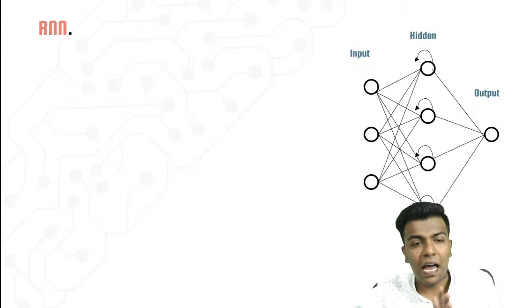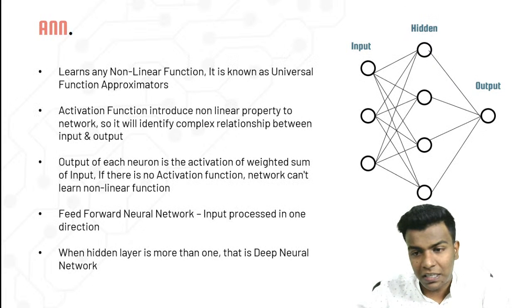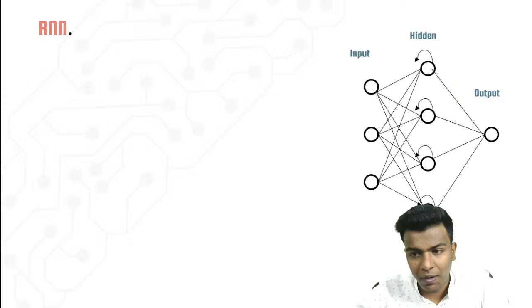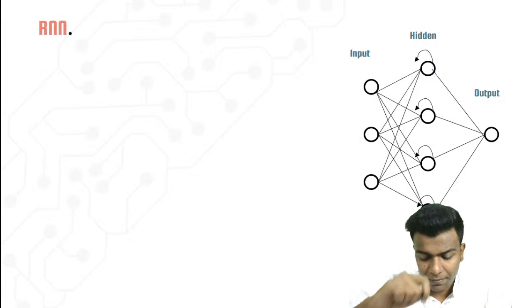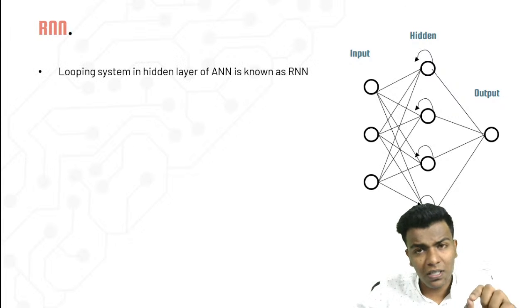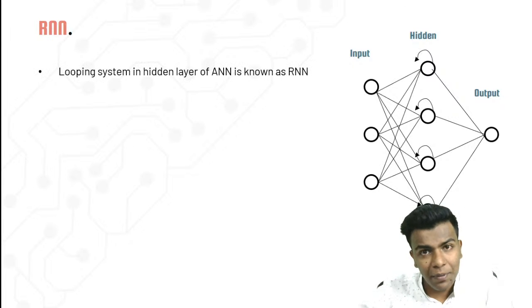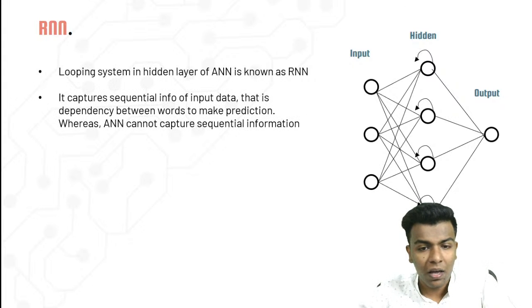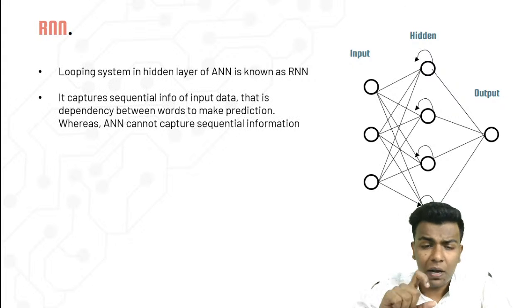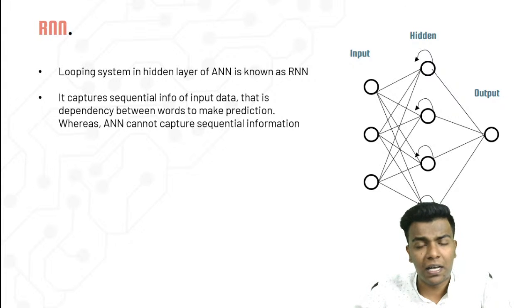While talking about the recurrent neural network, in the diagram you can see the difference. It is completely feed forward, but it has some backward arrows, right? Those arrows are nothing but a looping system in a hidden layer of the artificial neural network, which is a recurrent neural network. It also captures the sequential information of the input data.